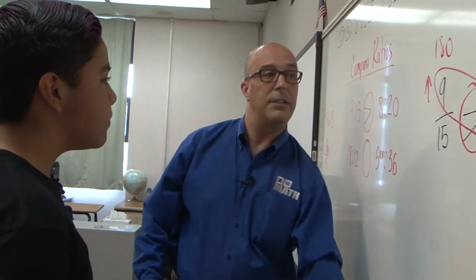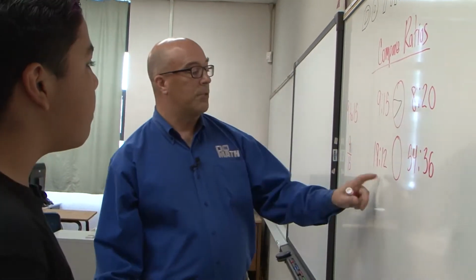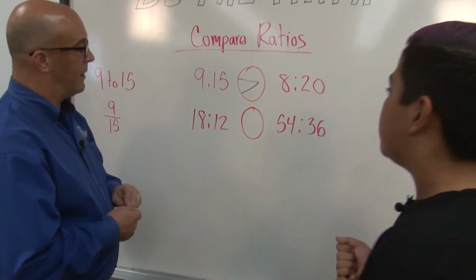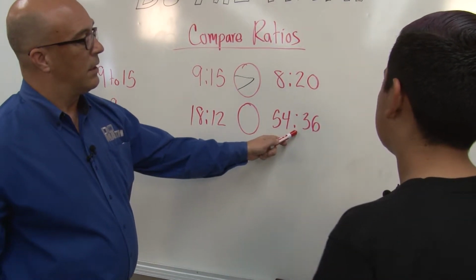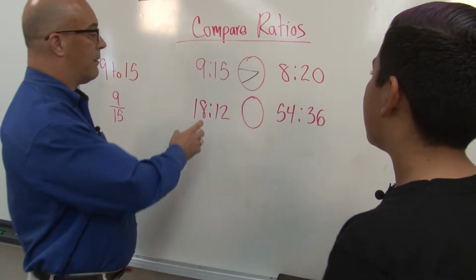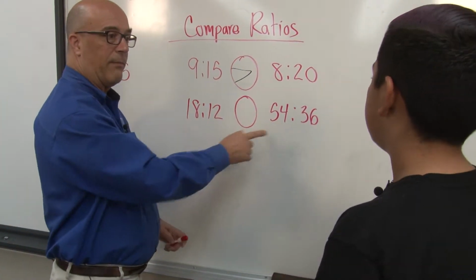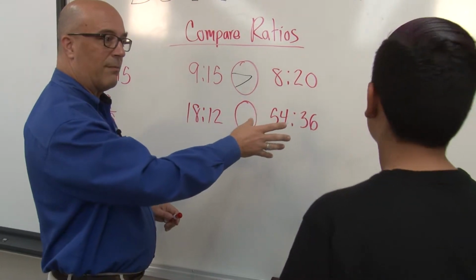So now, let's get rid of this and work on the second problem. So go ahead and read this one for me. 18 to 12. Yes, 18 to 12, and 54 to 36. Okay, now here, the first number is larger on both of these. So you want to rewrite them as a fraction? Yes. Okay.